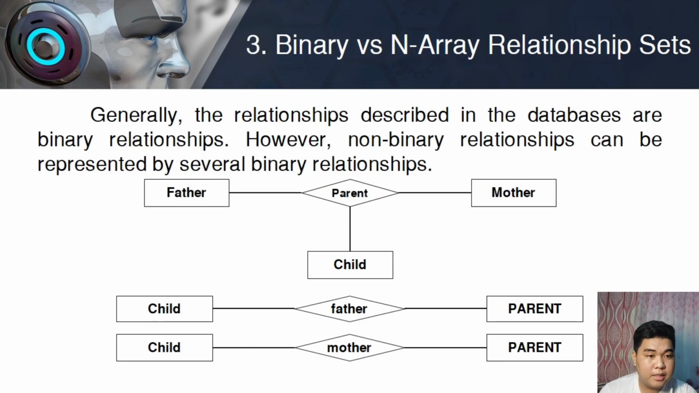So, number 3, binary versus n-ary relationship set. Generally, the relationships described in the databases are binary relationships. However, non-binary relationships can be represented by several binary relationships. So, in an n-ary relationship, the n shows the number of entities in the relationship.